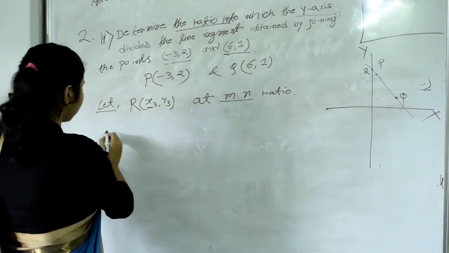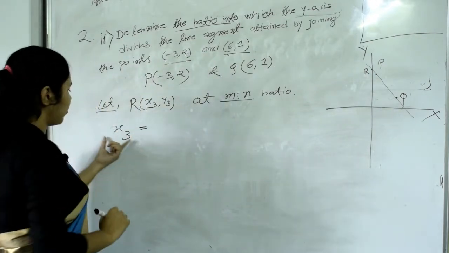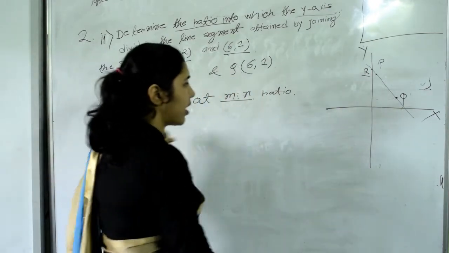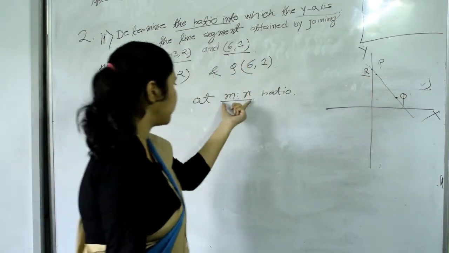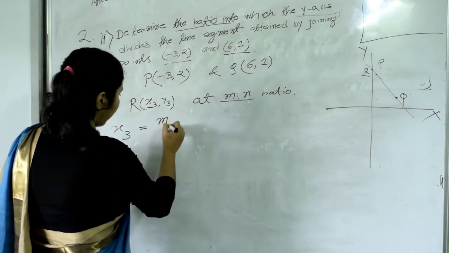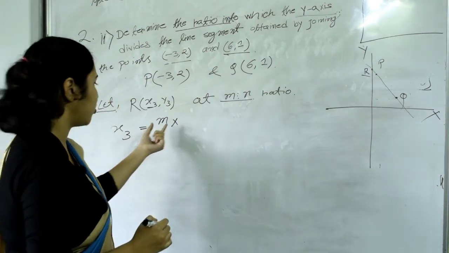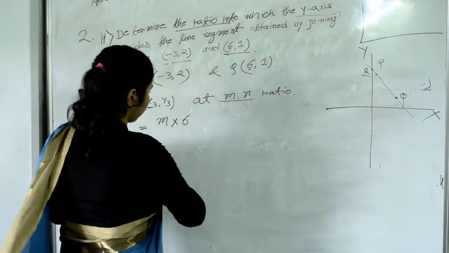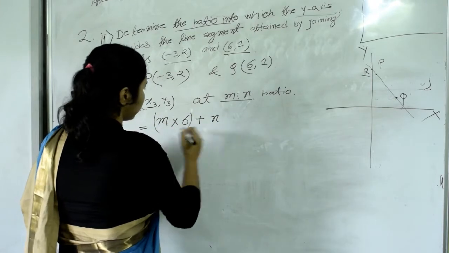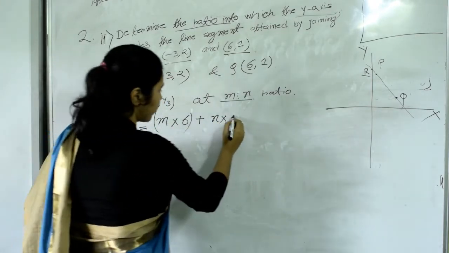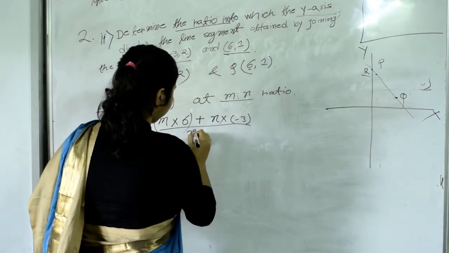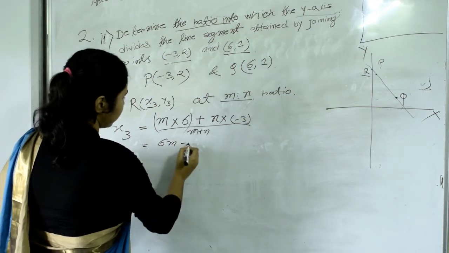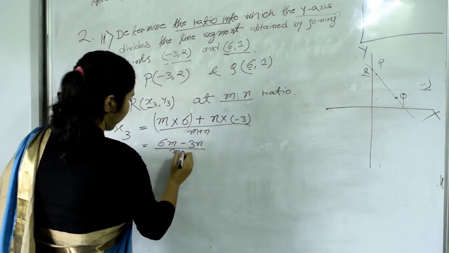So first, determine the value of x3. Now this point R divides this line segment PQ in the ratio m:n, right? So by the formula, the value of x3 is equal to m into x2. Here x2 is 6, plus n into x1, which is minus 3, by m plus n, which is equal to 6m minus 3n by m plus n.